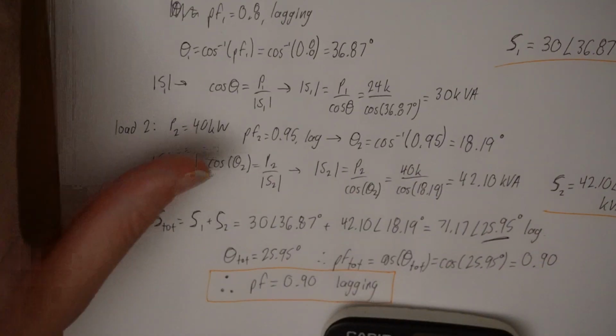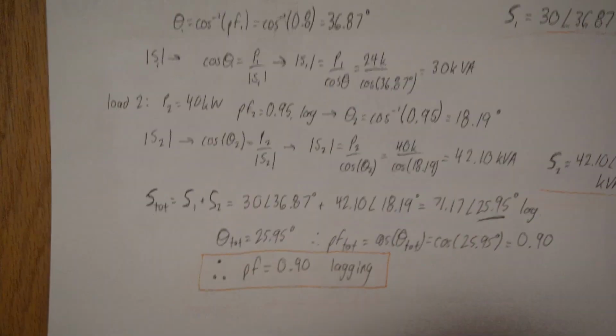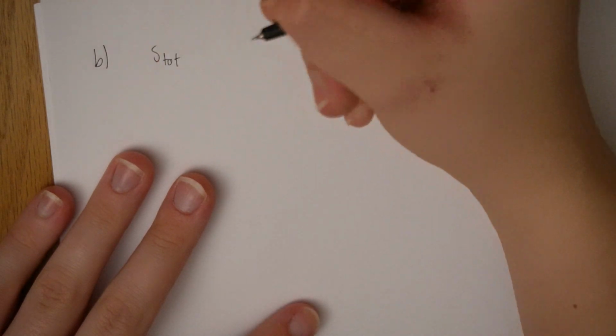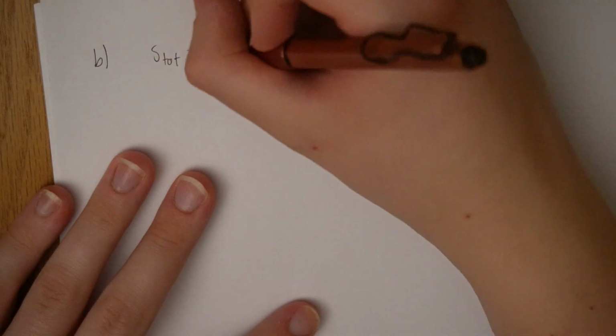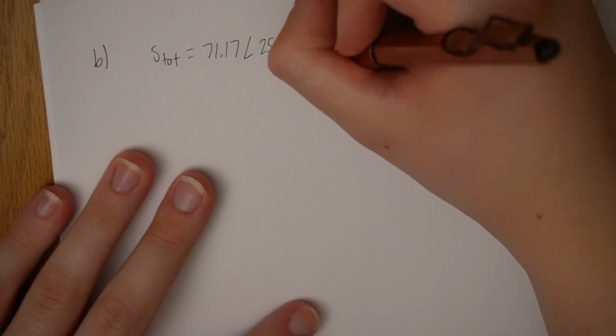Now let's go to part B. I'll get a new page for that. For part B, we want to correct the power factor to unity because right now I have 0.9. So to get the power factor unity, I'll have to turn that into 1. So I will begin with the S total. I forgot to turn off notifications there. S total is equal to 71.17 angle 25.95 degrees lagging.